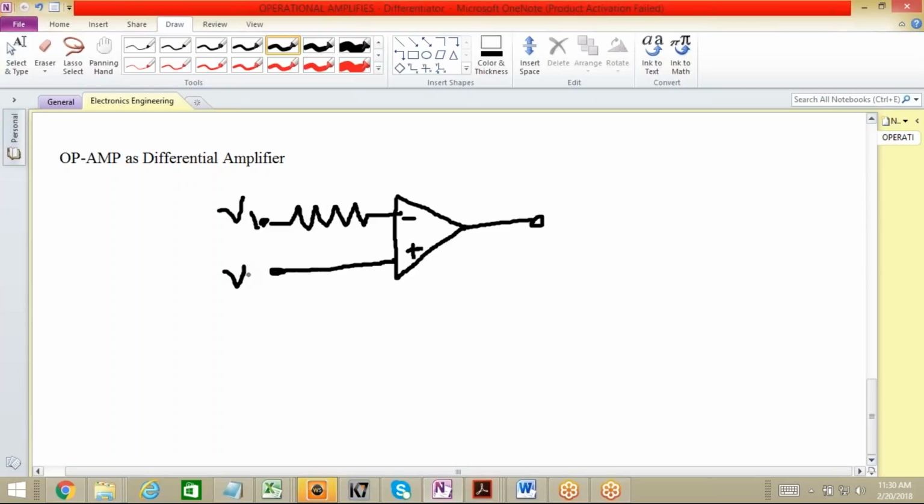that is V2. Okay. And since this is a feedback mechanism, I have to connect the output to the part of input. Let's say this is connected to R2, this one is connected to R1, like that. Okay, and this is our output voltage.